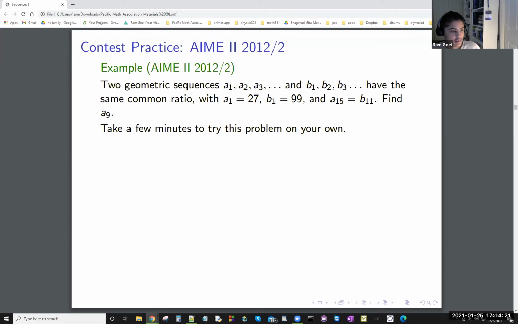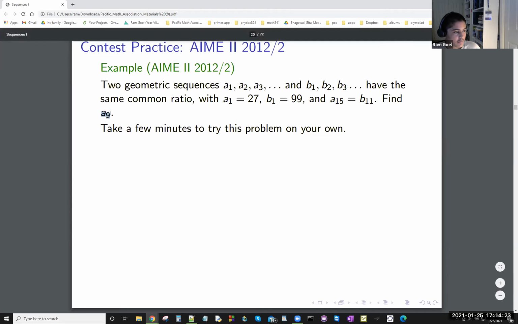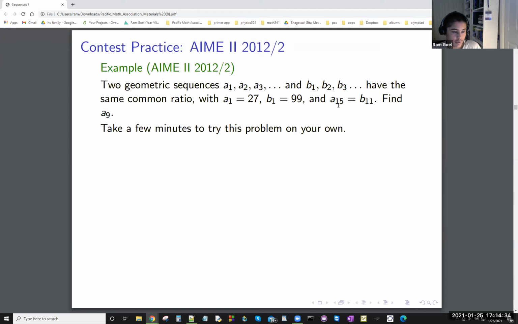Someone's asking about a notation that's a bit confusing. It's a sub 9. That's not a letter. Okay, let's go through how to do this problem. Again, we're given two geometric sequences with the same common ratio, and we're given that the 15th term of the first is the 11th term of the second, and we're given the initial two terms. So we're given a lot of information actually. We're given the initial terms, and we know the common ratios are the same. So we can actually just write down what the sequences will be.